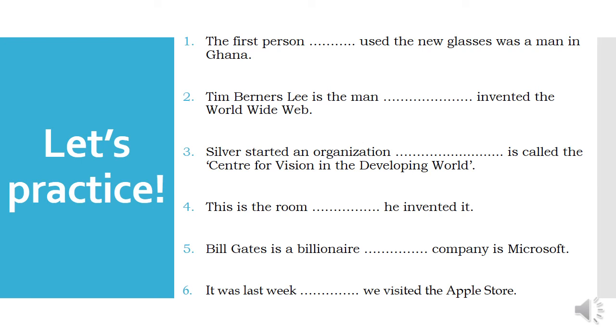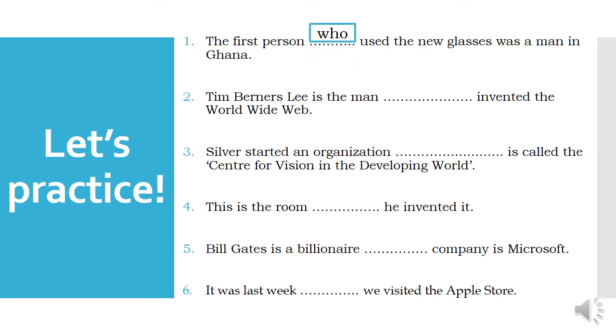Okay, let's have a practice. I need you to complete the sentences using the correct connector. Number 1. The first person blah blah blah used the new glasses was a man in Ghana. We need connector to explain the first person. Person. So we have two options. If it is not who, whom. But let's see what comes after the connector. It is the verb used. So we use who. Very good.